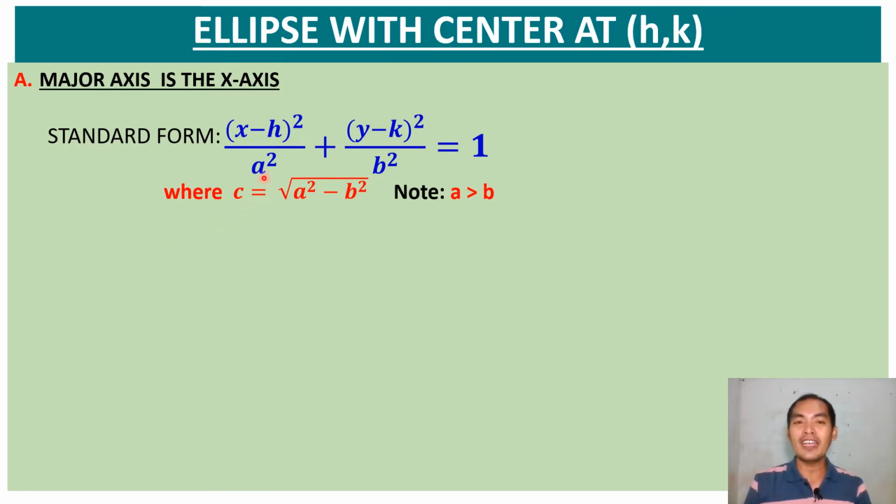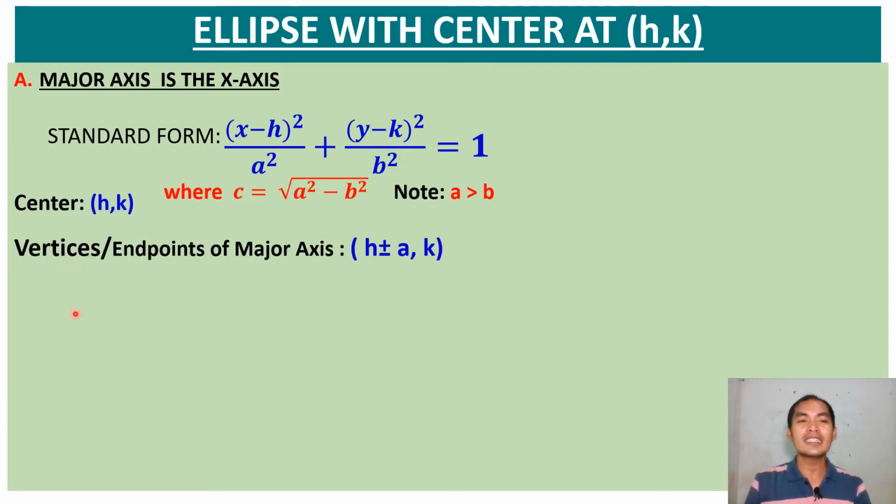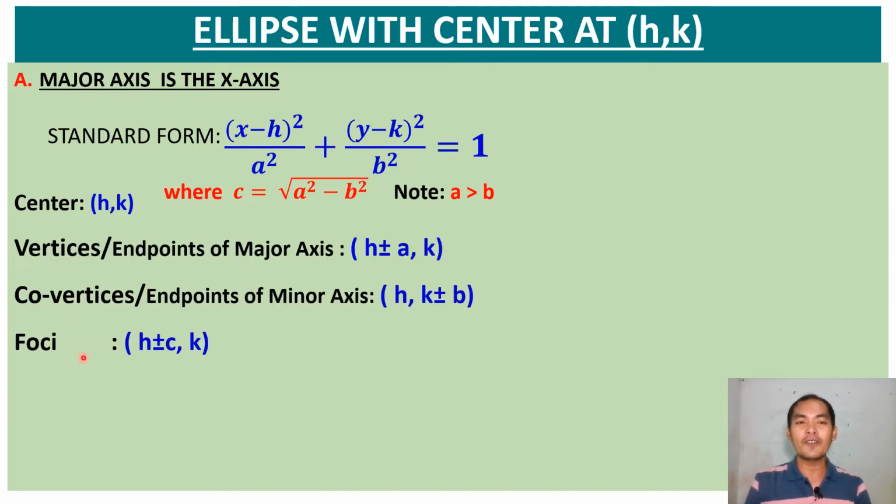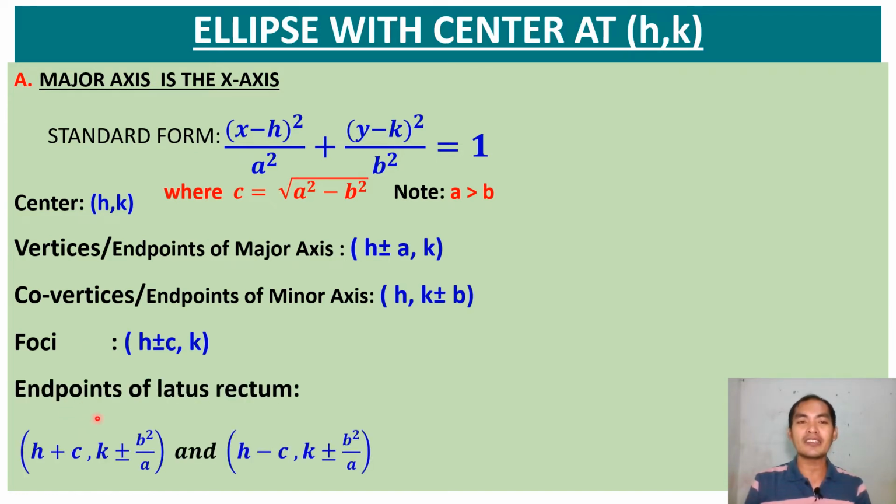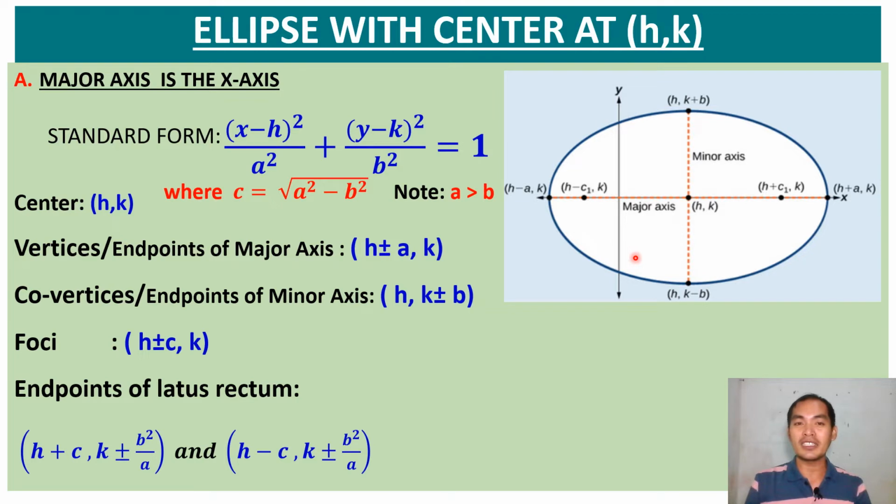How to find for a? Get the square root of a squared. For b, get the square root of b squared. And for c, we have the square root of a squared minus b squared. Then, to find for the center, it's the opposite of negative h for x and the opposite of negative k for y. That's the center. Then after that, you can get the vertices, the co-vertices, the foci, and the endpoints of the latus rectum. Ito yung mga importanteng parts sa pag-graph ng ellipse. We have here the sample of the graph horizontal.